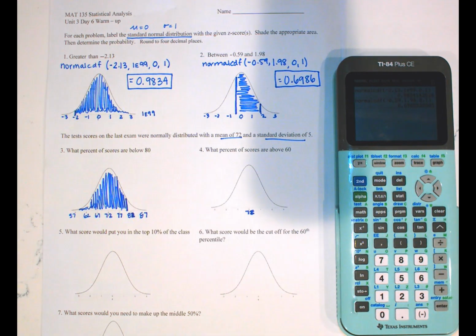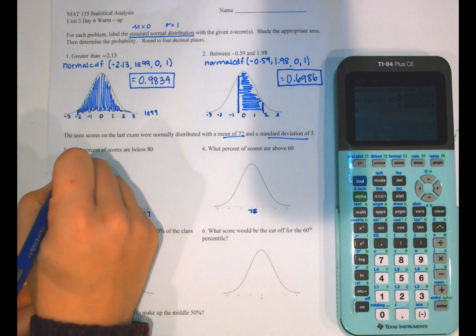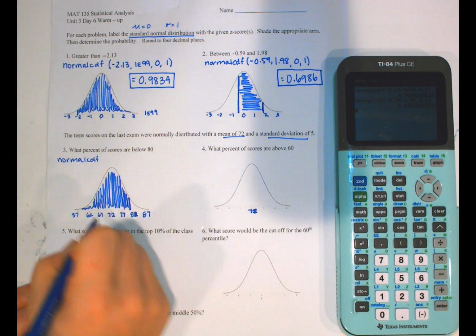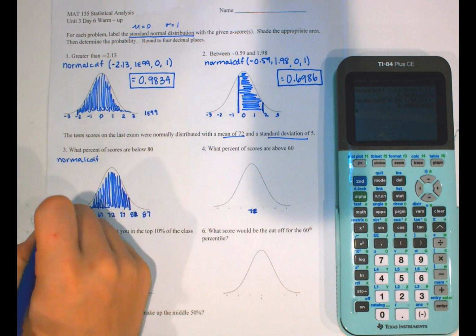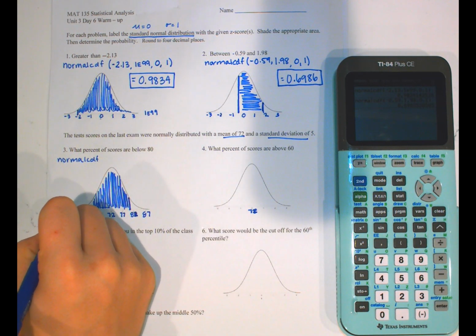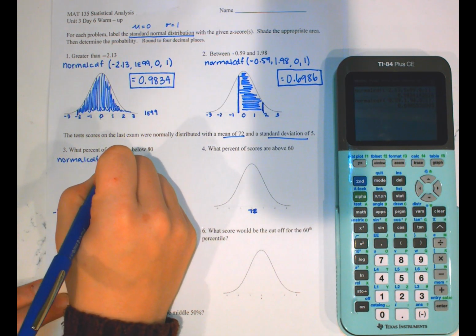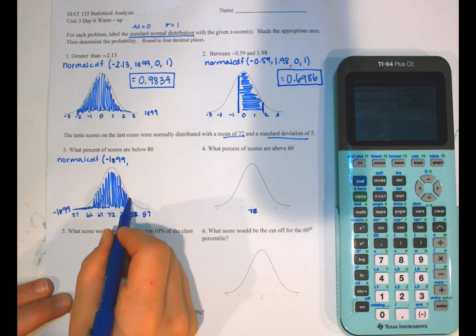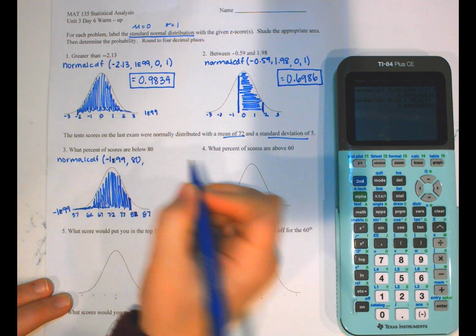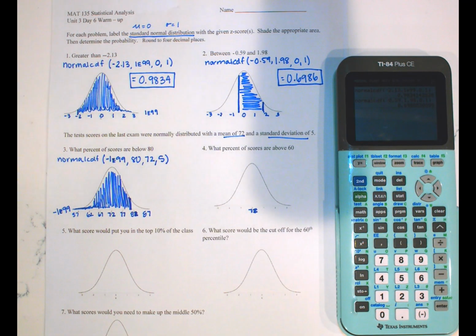So again, we're still looking for area underneath the curve, so we're still going to use our normal CDF. Now this time I'm shading all the way to the left. So instead of positive 1e to the 99, I use negative 1e to the 99. So my lower bound is negative 1e to the 99. I'm going all the way to this upper bound, which was 80. And then my mean is 72, and my standard deviation is 5.